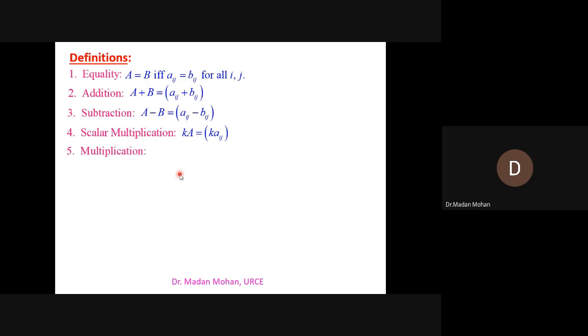Before going to multiplication, let me give examples for this. A equal to this, B equal to this. I am giving an example. Are they equal? Anyone of you, please? A equals B, is it right or wrong? Wrong, sir. Why is it wrong? Tell me. Corresponding elements are not equal. Right, very good. If at least one entry is not equal, it is wrong. Therefore, A equals B is wrong.